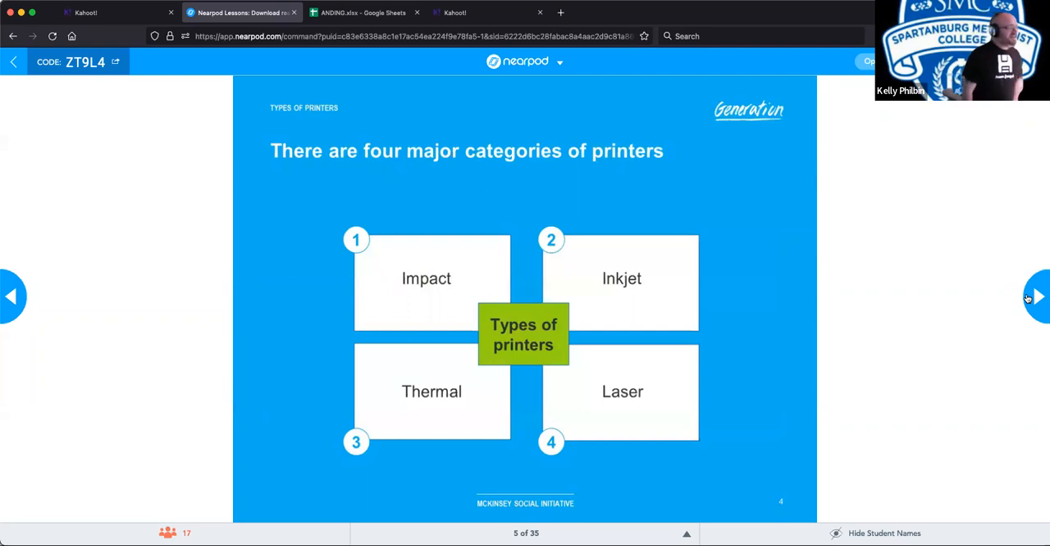So there are four major categories or families or groups of printers that we tend to talk about throughout the course of this program. You have your old school impact printers, which, its name comes directly from the fact that it actually is making physical contact with the page. There is an actual impact from the printer itself to transfer the ink from a ribbon onto the page.